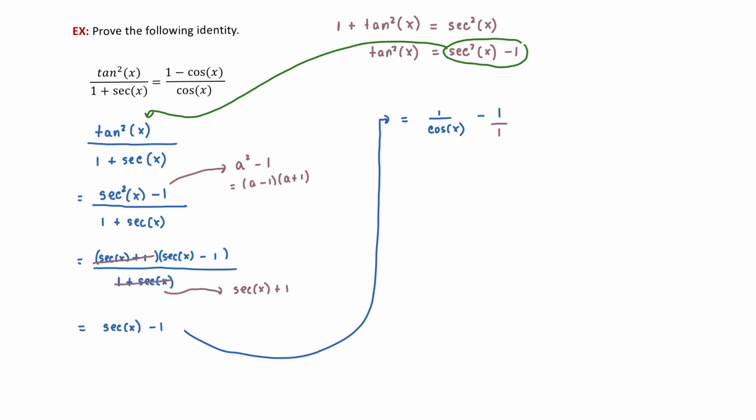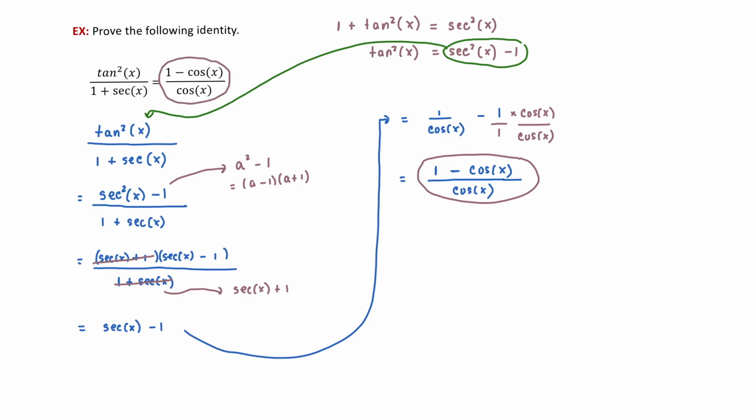And now I can get a common denominator. So I'm going to put this over 1, and I will multiply top and bottom by cosine of x. And when I do that, I will have a very nice common denominator, cosine x, and then 1 minus cosine x in the numerator. And then notice how beautiful. This here is identical to the other side, which really means that this is the end of the proof and the identity is true.